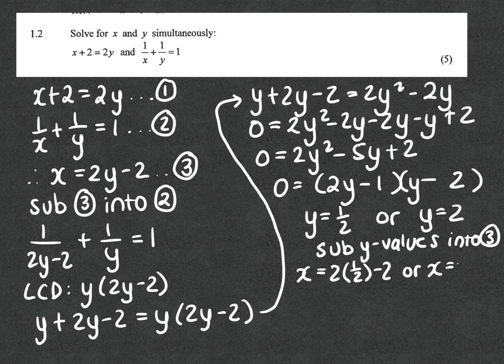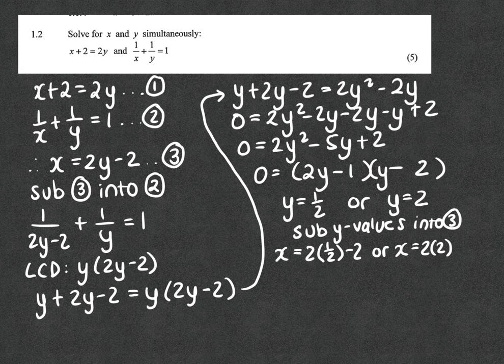So x is equal to 2 times 2, let's just make this a bit bigger so we can fit everything on one page, minus 2. Okay, so for y = a half, this is going to be 2 times a half is 1. 1 minus 2, so x is going to equal -1.